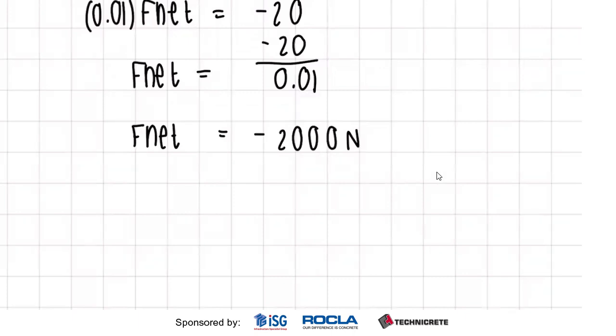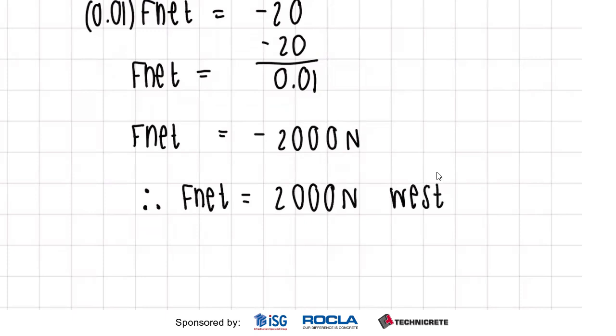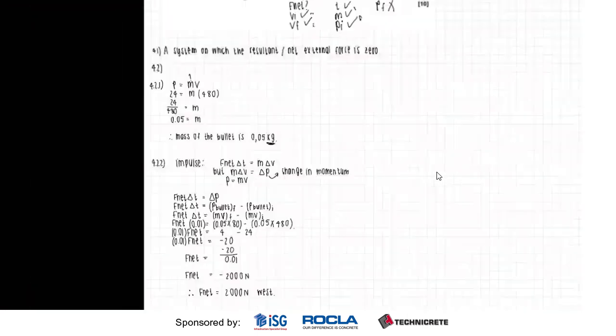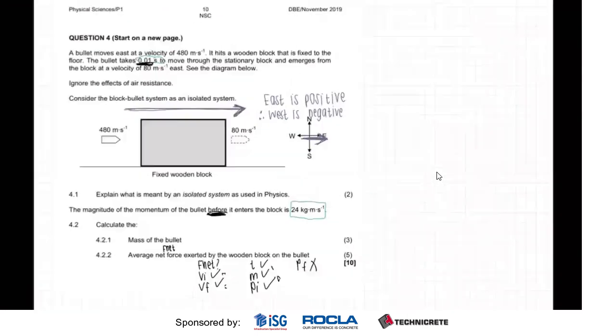So we write here for our examiner, therefore, the net force is 2000 newtons west. And you must put west in, you can't leave it as negative 2000 because we can't have a negative net force. But the net force is negative because it's acting in the opposite direction. Okay, so I hope this made sense.